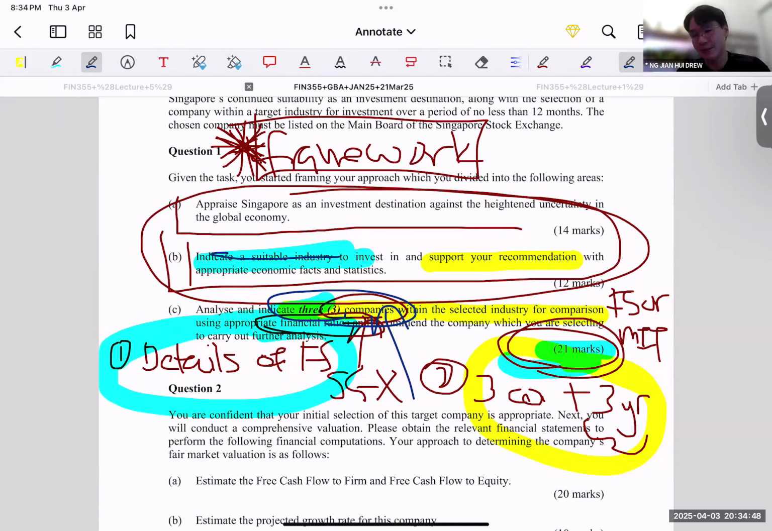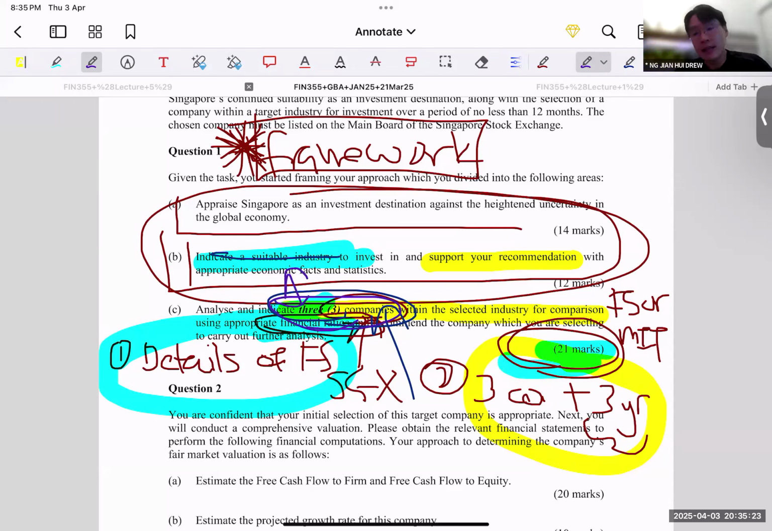Japan Food is fine. DFI, what's DFI? Sorry. Yeah, Dairy Farm Group. Yeah, that's fine. Dairy Farm Group is okay. So, like I mentioned, it need not be all in Singapore as well. But just please take note that your company must link to your industry.